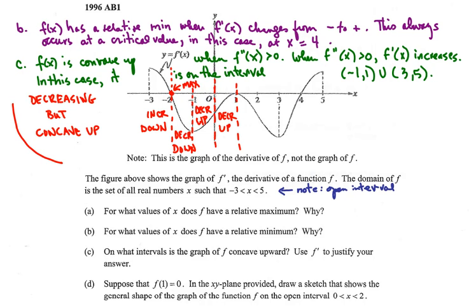In the next segment from 0 to 1, it's still below the x-axis, so the first derivative is negative, the original function is decreasing, and the slope of the first derivative is positive, so the second derivative is positive, and the original function is still concave up. In the next segment, the derivative is negative, so the original function is decreasing, and the slope of the derivative is negative, so the second derivative is negative, and the original function is concave down. And the graph would look something like this.